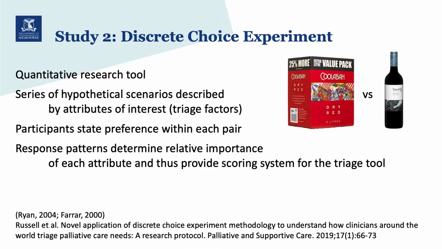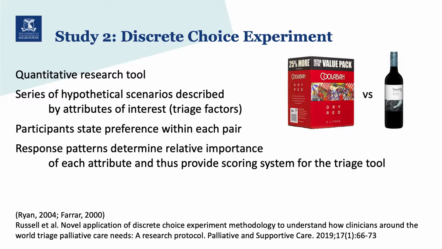And so it's similar there. So the hypothetical scenario is the two different products with their attributes of interest. So the volume, the quality, the price, the packaging, the convenience, those are the factors that might describe it. And everyone's going to have a different point at which they'll be willing to compromise.